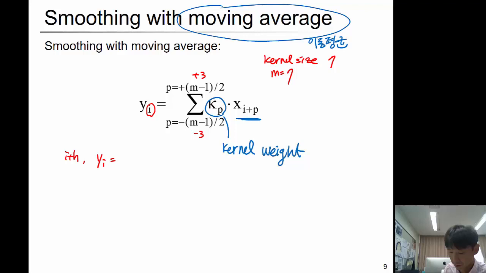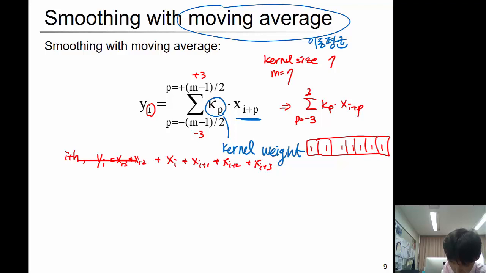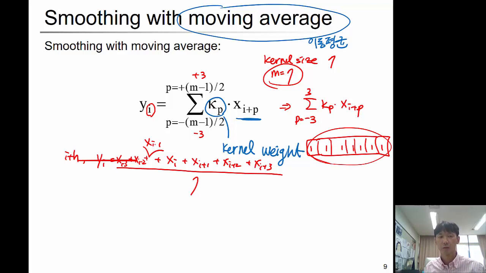So x_{i+P}. In this case, let's say the kernel is uniform, so 7 of them, 1, 2, 3, 4, 5, 6, 7. Then y_i will be x_i, x_{i+1}, x_{i+2}, x_{i+3}, and x_{i-3}, x_{i-2}, x_{i-1}, divided by 7. So this is just an example when the kernel size is 7 and all the kernel weights are even, uniformly distributed.